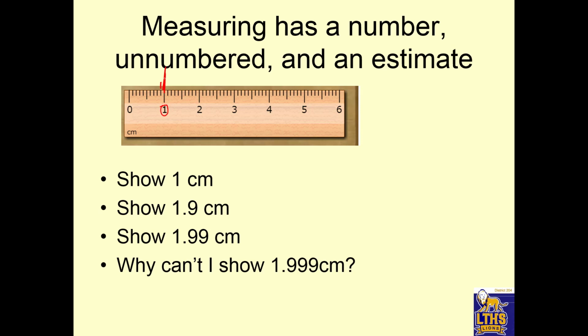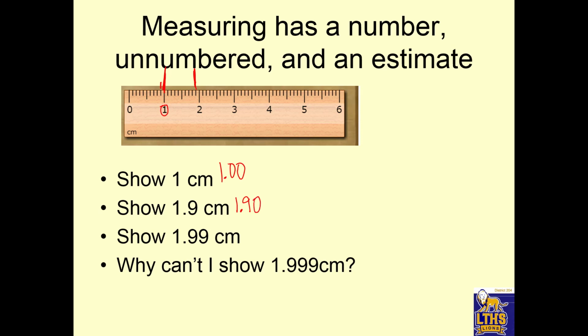There's 1 centimeter. Show 1.9 centimeters. Now here's the thing. I really showed 1.0. My numbered is 1. My unnumbered is right on there. And then my estimate is right on there. And this one, my numbered is 1. My unnumbered is 9. And I'm right on there.